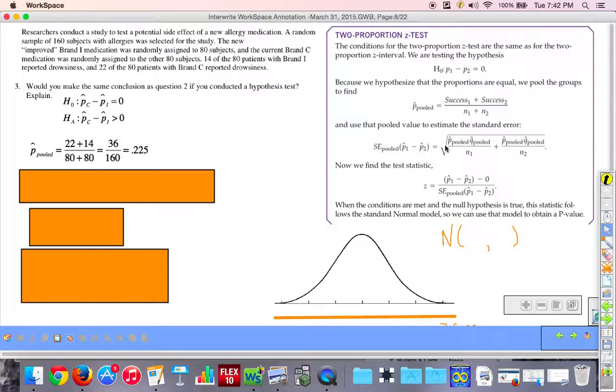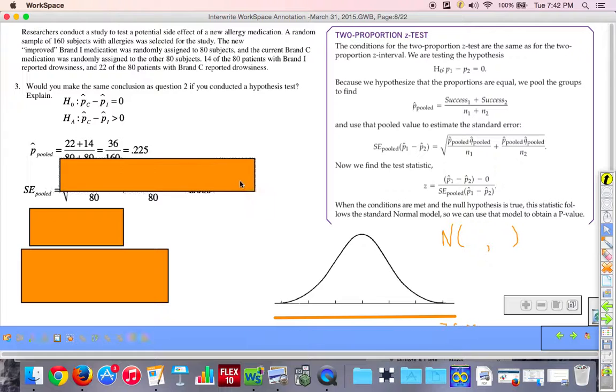Okay, so again, you can see we're using our p-hat pooled value. So we're going to use this 0.225. So we should have 0.225 times 0.775 divided by 80. And it's actually going to be the same for both here because the sample size is 80 in each.